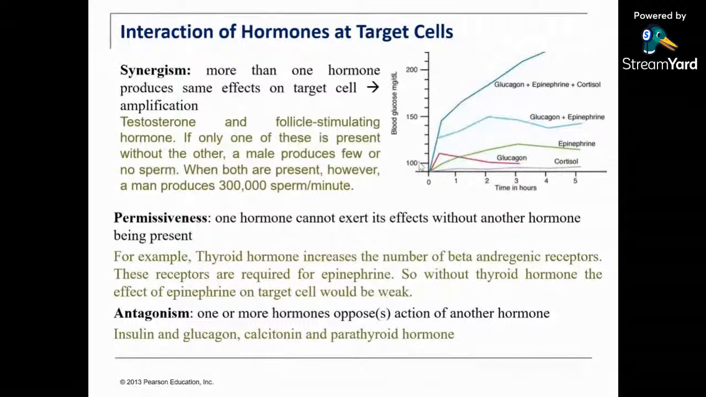Another is antagonism, where one or more hormones oppose the actions of another, like insulin and glucagon. You know, insulin decreases the blood glucose level, whereas glucagon increases the blood glucose level. Similarly, calcitonin decreases the calcium level, and parathyroid hormone increases the calcium level in the blood.